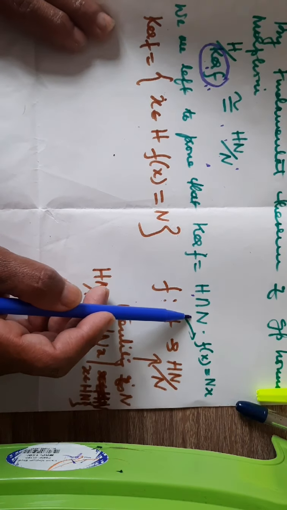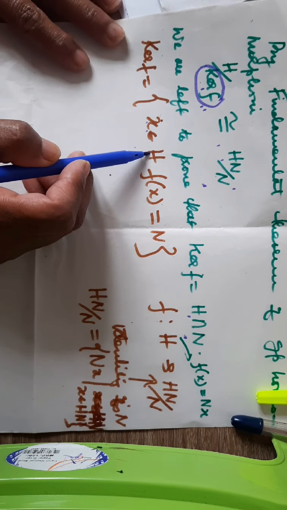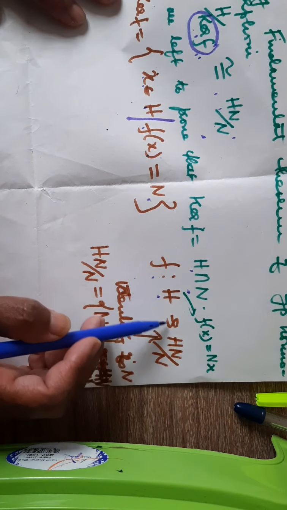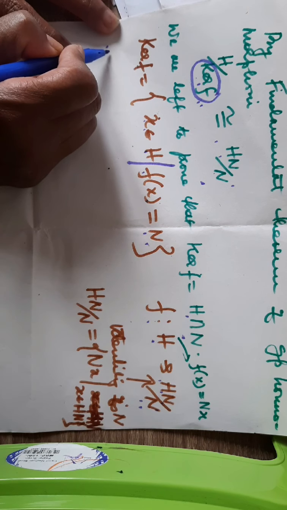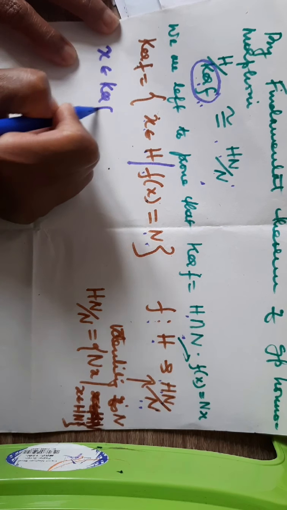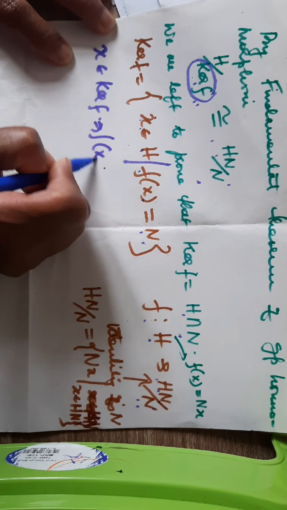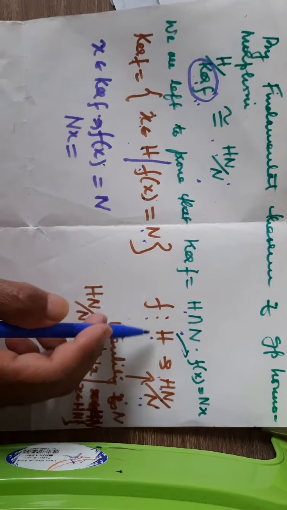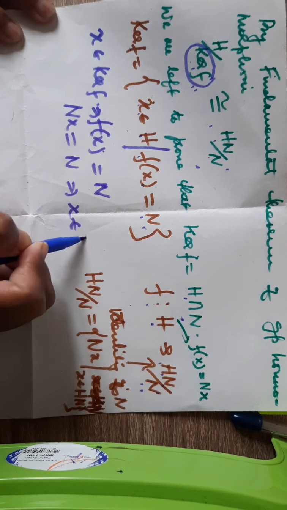For this one, we know that the kernel of f will contain the elements x belonging to H such that f(x) = N, because f is a mapping from H to HN/N, where N is the identity in HN/N. So let us take x belonging to the kernel of f and show that it will belong to their intersection. It means that f(x) = N. But what is f(x)? It is Nx by the definition of f. Nx = N, which means that x belongs to N.